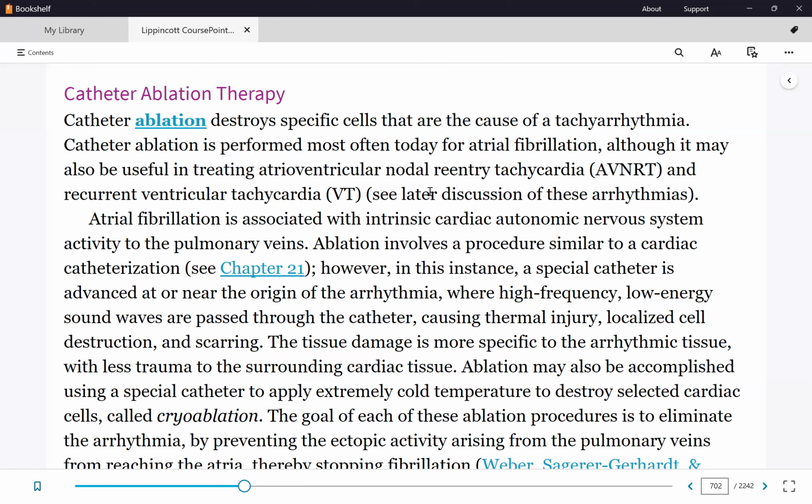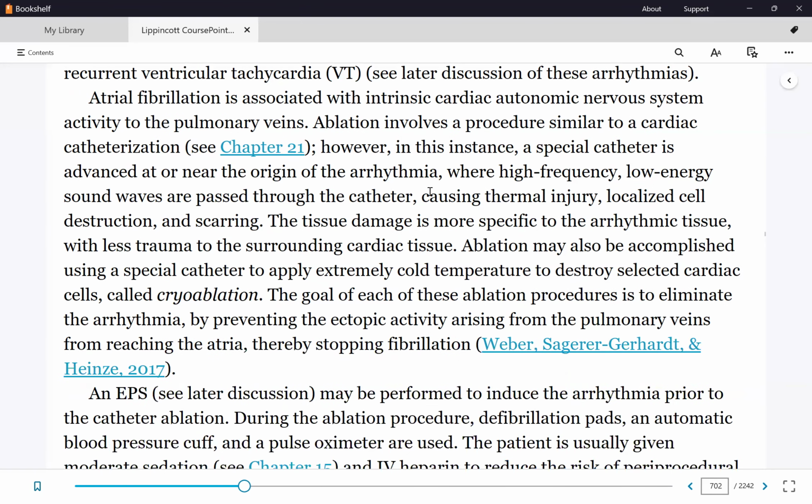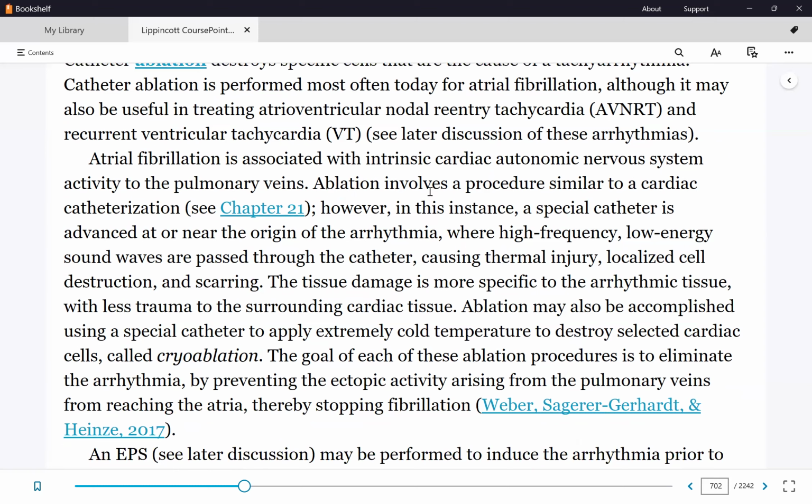The possible complication for that is we may damage, especially, the SA node. If we damage the SA node, then no more SA node, so the patient will require a pacemaker. So can a patient with AFib be treated with a pacemaker? Technically, no, but can they have one? Yes, as a complication of this procedure. Because if they undergo ablation, there's a chance we burn the SA node, and then now they require a pacemaker.